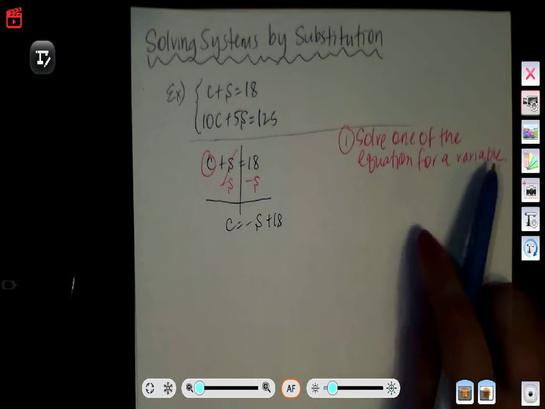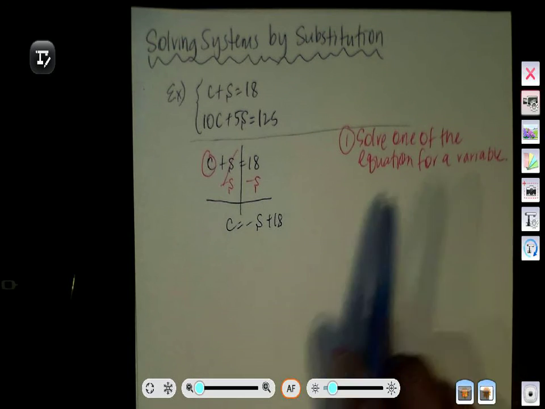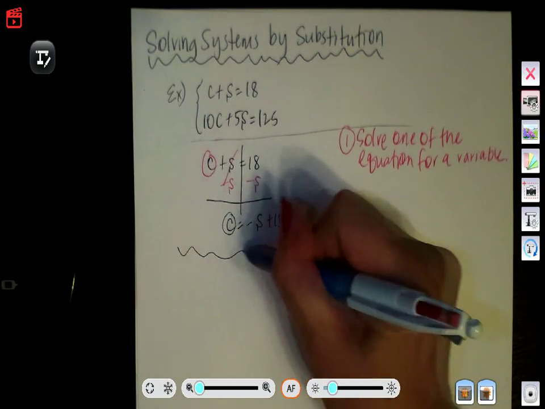Right? So step 1 is complete. Solve one of the equations. I did the first equation for a variable. I solved for c right here. Okay? Second step.